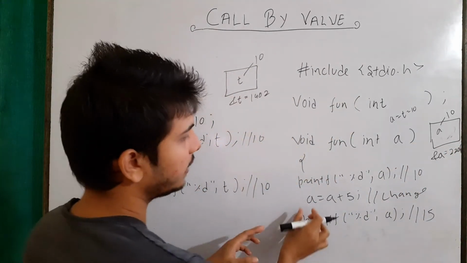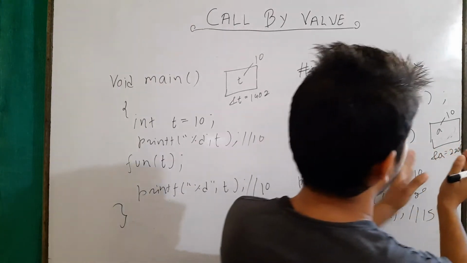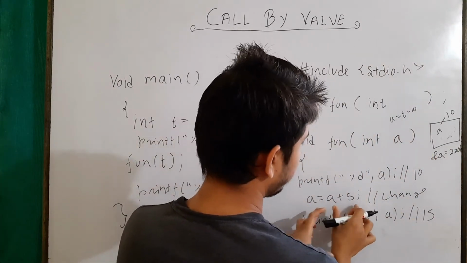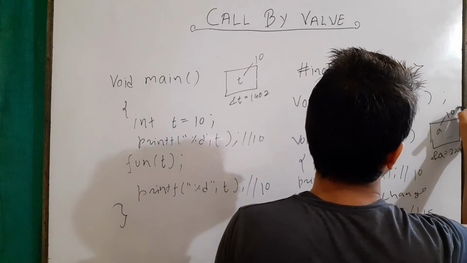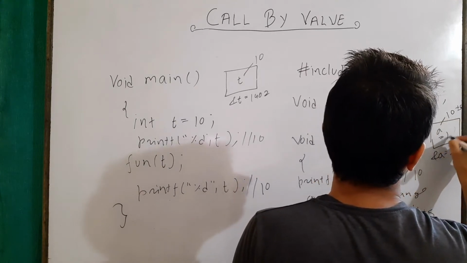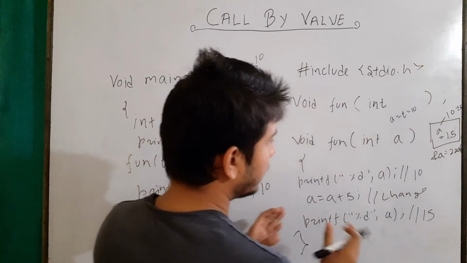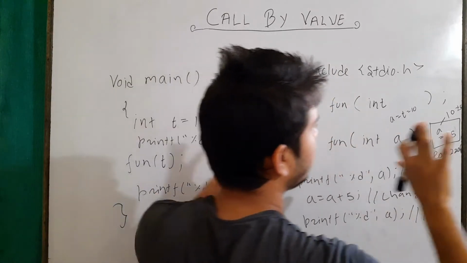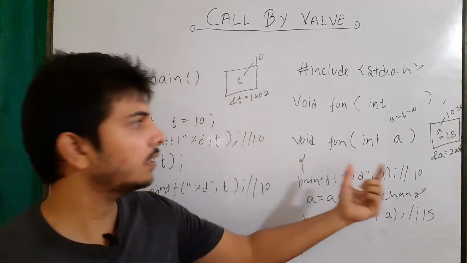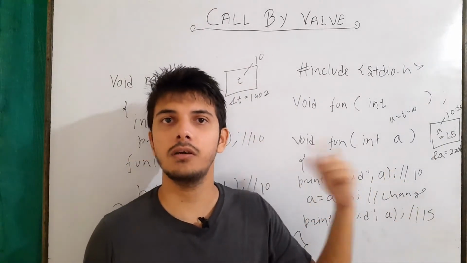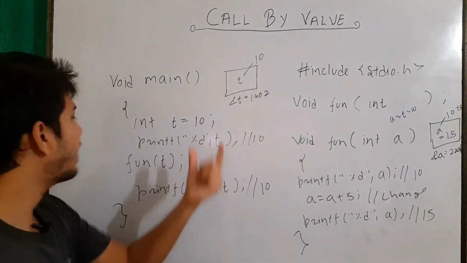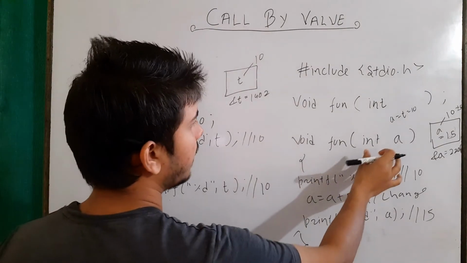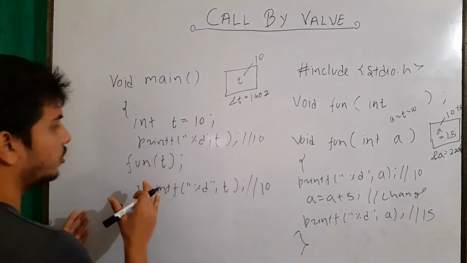So whatever changes I am making here are reflected in this memory location. For example, here if I write a equals a plus 5, then it will become 10 plus 5, so a will become 15. It is not related to this memory location. Both are different memory locations. So whatever changes I am making in that memory location will not be reflected back where it is called.